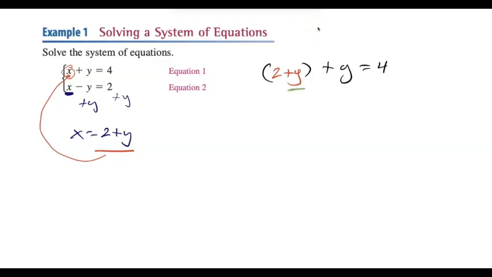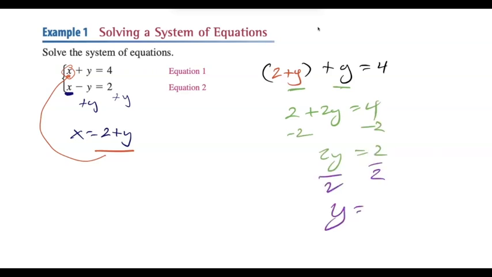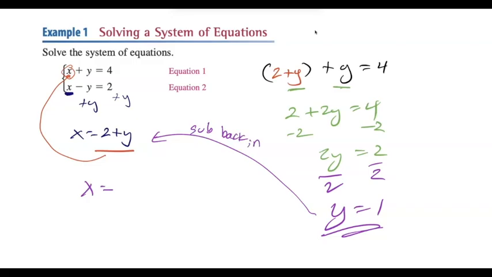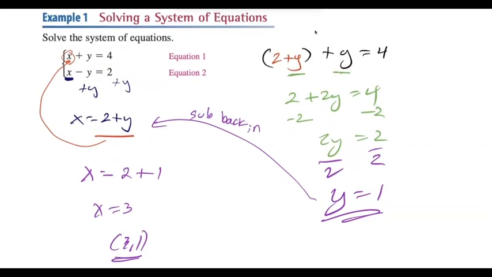Add up like terms. We get 2 plus 2y equals 4. Minus 2, minus 2: 2y equals 2. Divide by 2, y equals 1. Now we get our x. Don't forget you need an x and a y. We substitute this back in, and we get x equals 2 plus 1, which is x equals 3. There's the point, 3 and 1. That's how you do it by substitution.